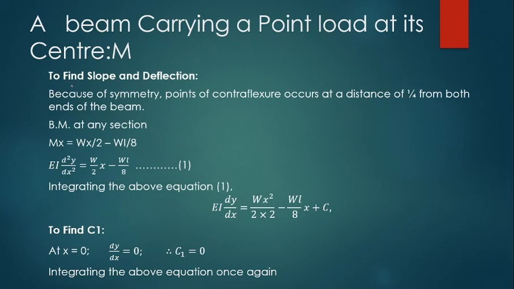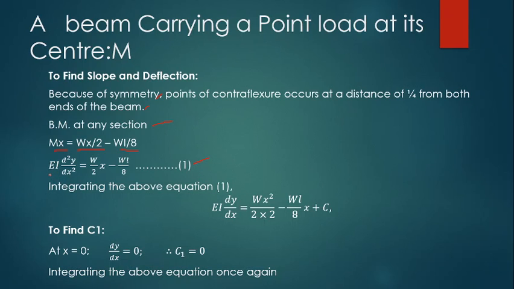And now to find the slope and deflection for the fixed beam carrying a central point load. Because of the symmetry, the point of contraflexure occurs at a distance of 1/4 from both ends of the beam, and the bending moment at any section, Mx, is given by W into x by 2 minus M, that is WL by 8. Here we'll use the double integration method or Macaulay's method.